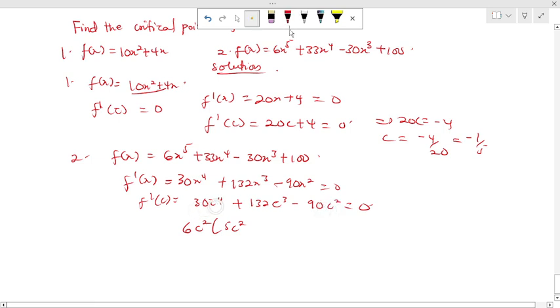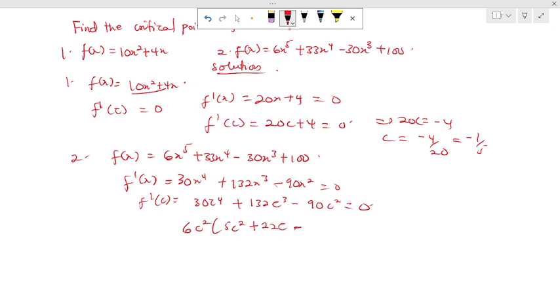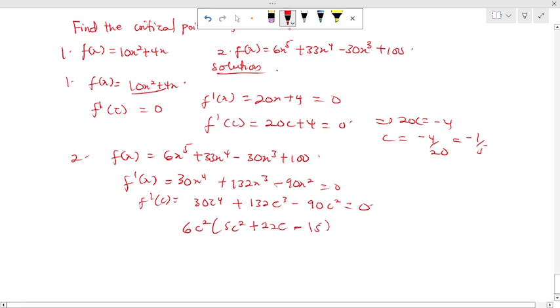So 30c to the power 4: if I factorize 6c squared, I'm going to have 5c squared, because when I multiply, I'll get this again. Here will give me plus what? 6 times what will give us 132? 6 times 22c, right? Because this is cubic, so this will only take two of the three and it's left with one. Minus, realize that 6 goes into 90 how many times? 6 goes into 90 15 times. So minus 15 is equal to 0.